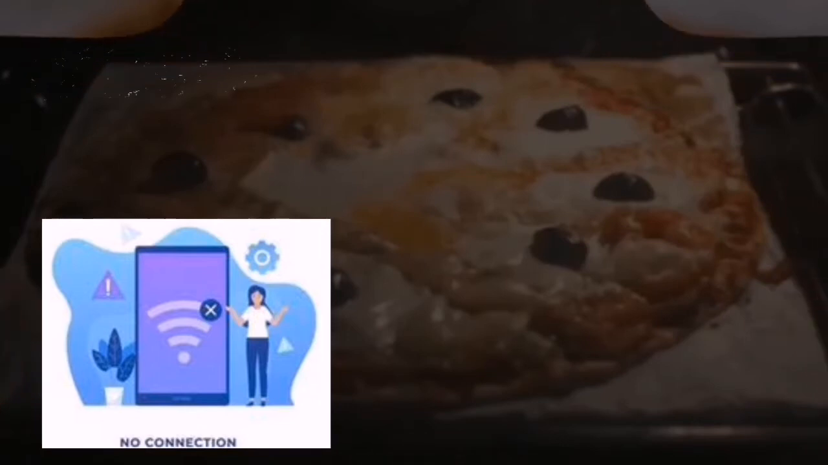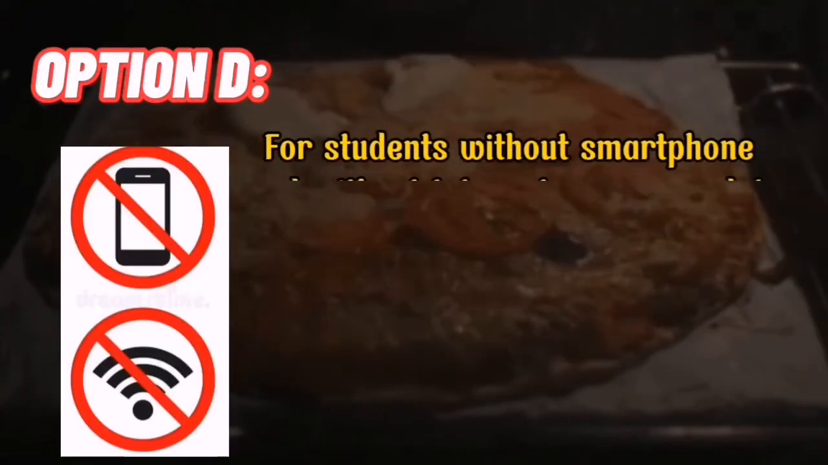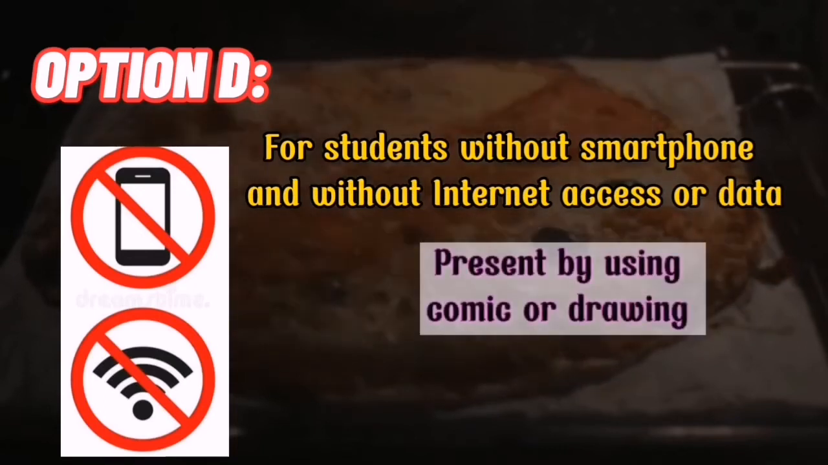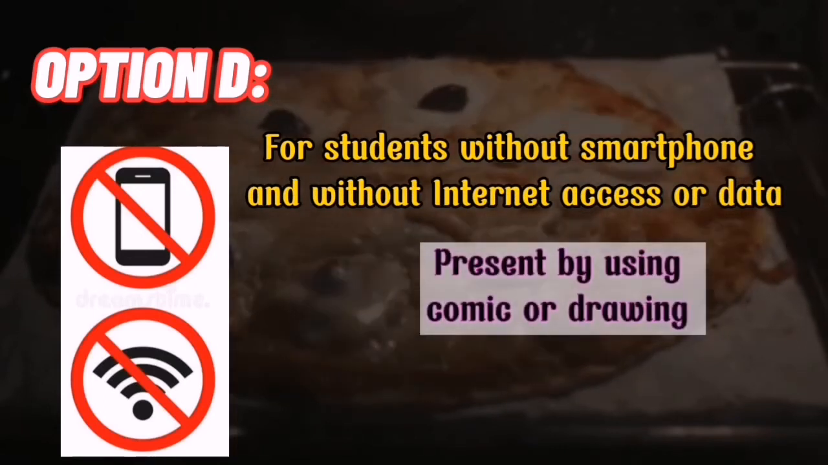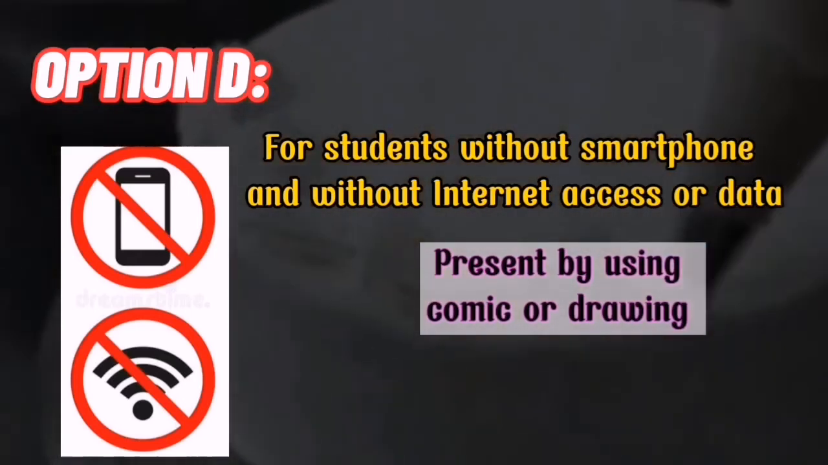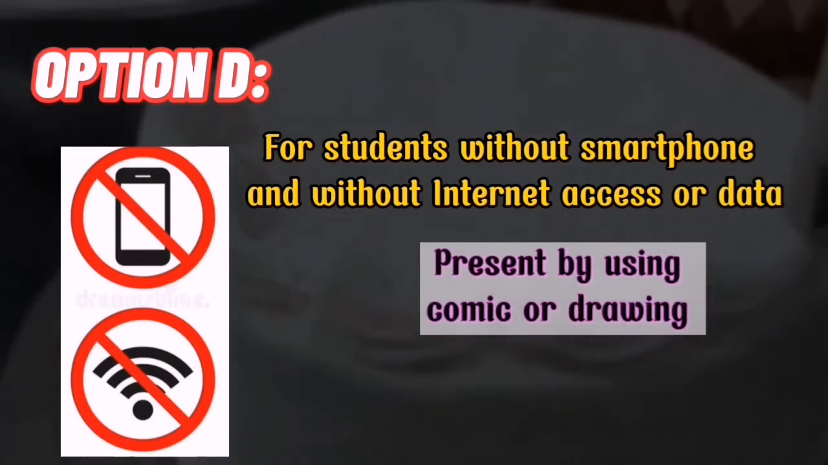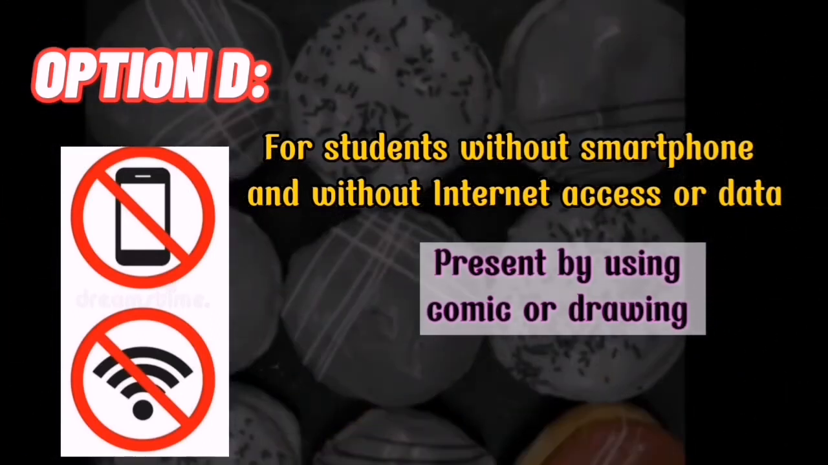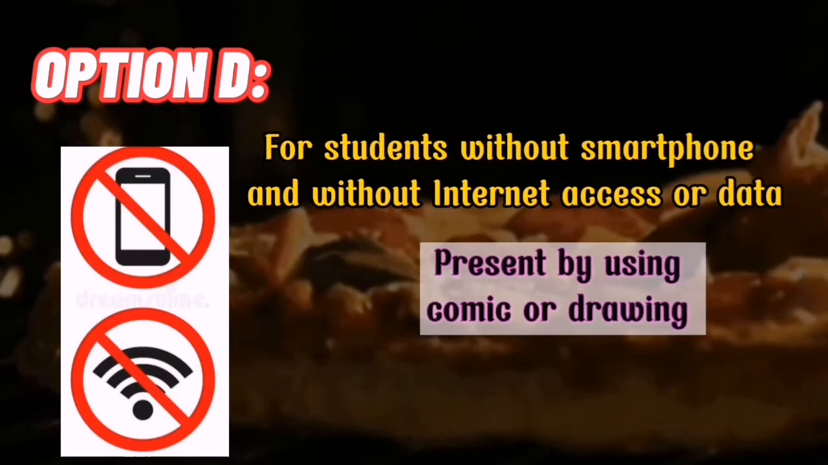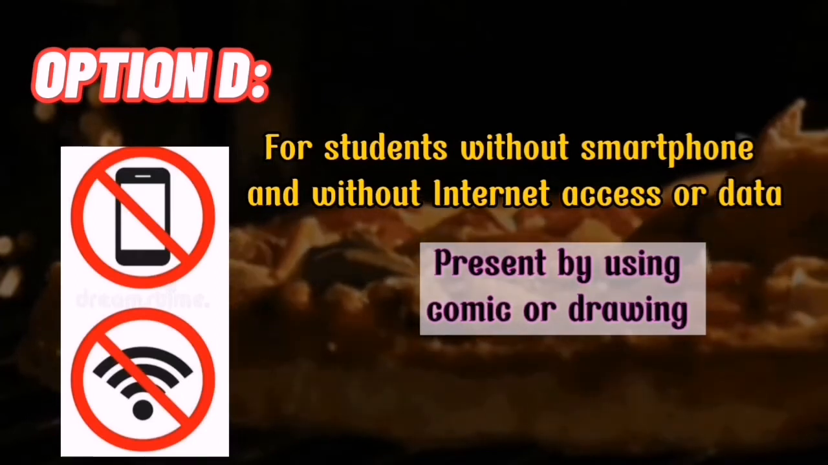And option D, for students without smartphone and internet access, you may choose the following. Number 1, you may present your output by using comics, wherein you will show the step-by-step process on how to measure properly and accurately your chosen ingredients. And for option number 2, for letter D, you will present your output using drawing, showing step-by-step process on how to measure accurately your chosen ingredients.